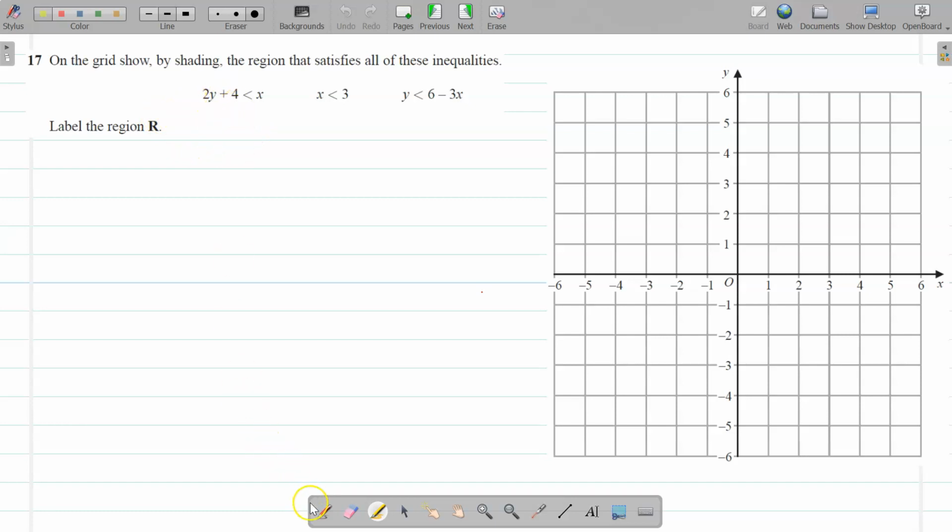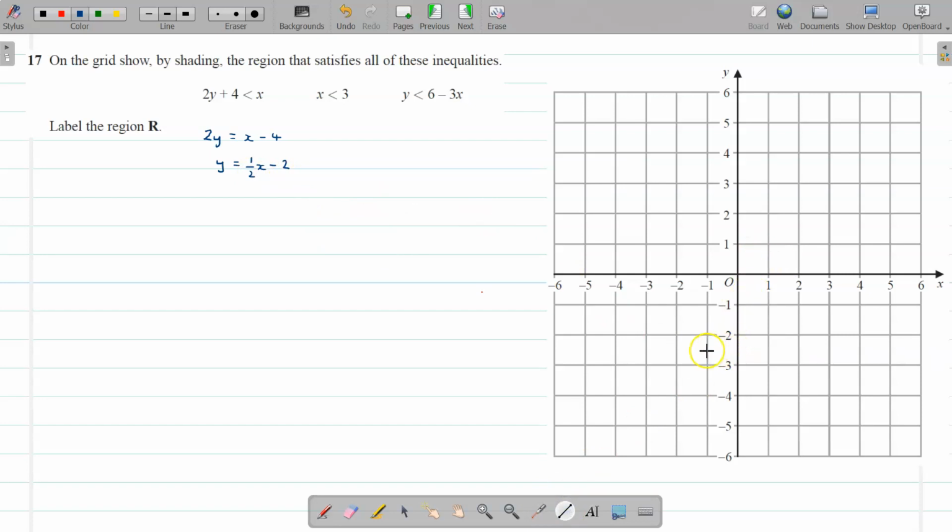So what we do is we treat these as equations. So we consider the line 2y plus 4 is less than or equal to x. For this first one, I'm going to be considering the line 2y equals x minus 4, or y equals half x minus 2, just dividing everything by 2. Now that has a gradient of a half and it crosses the y-axis at minus 2.